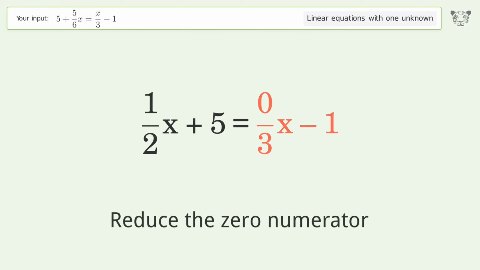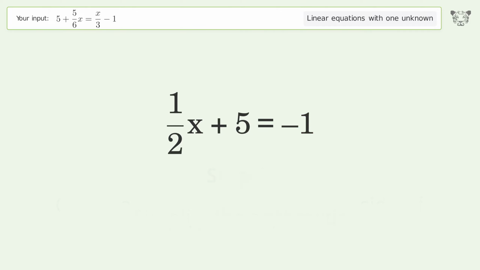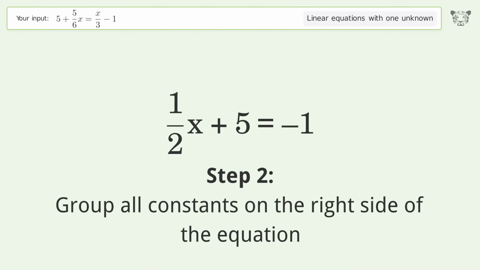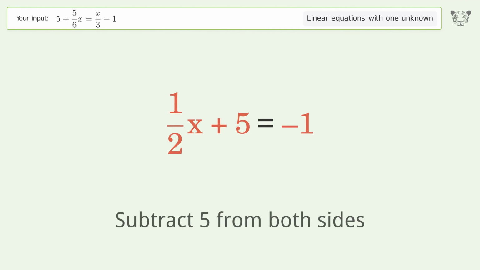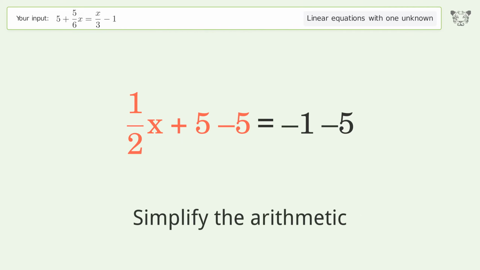Reduce the zero numerator. Simplify the arithmetic. Group all constants on the right side of the equation. Subtract 5 from both sides. Simplify the arithmetic.